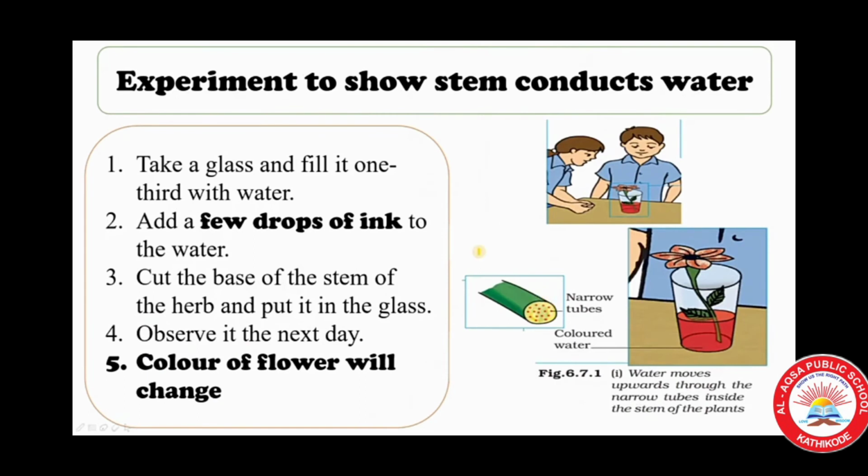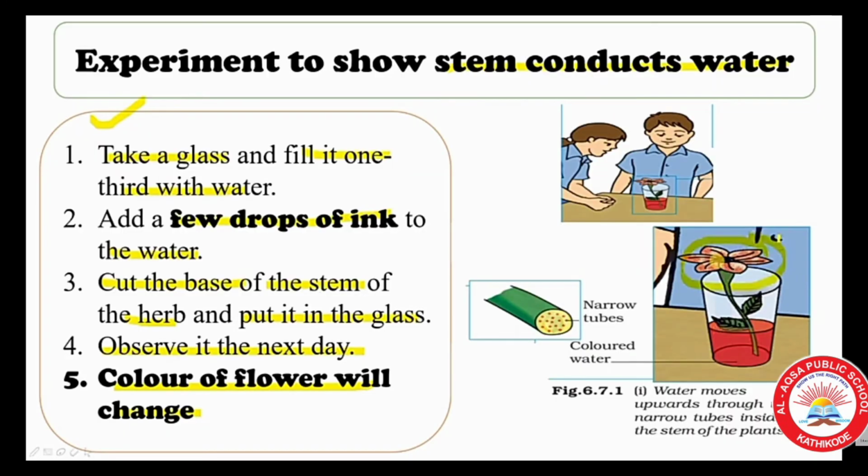Let us do one activity to prove that the stem conducts water. For this, take a glass and fill it one-third with water. Add a few drops of ink. Here we are taking red color. Then cut the base of the stem of the herb and put it in the glass. We have to observe this plant the next day. Cut the stem across and look for the red color inside the stem.